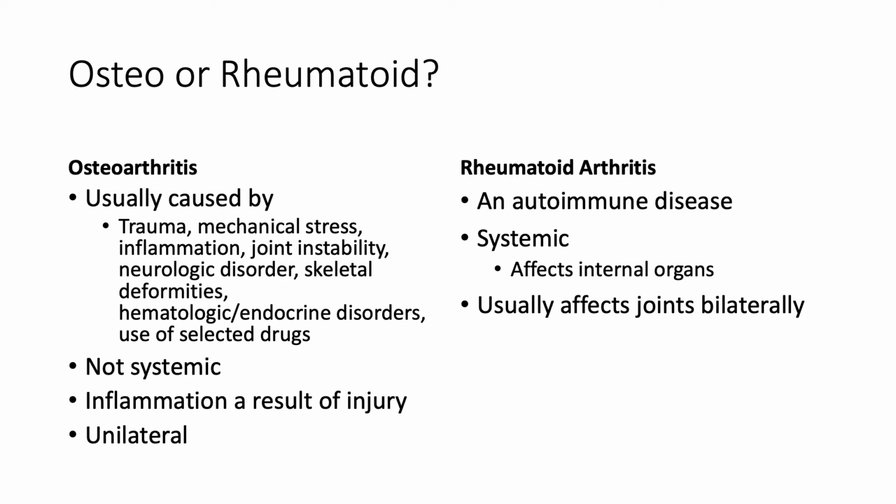Rheumatoid arthritis, on the other hand, is an autoimmune disease. It affects the whole body. And it usually affects joints bilaterally. For instance, if somebody is starting to feel it in their right hand, they're also probably starting to feel it in their left hand.